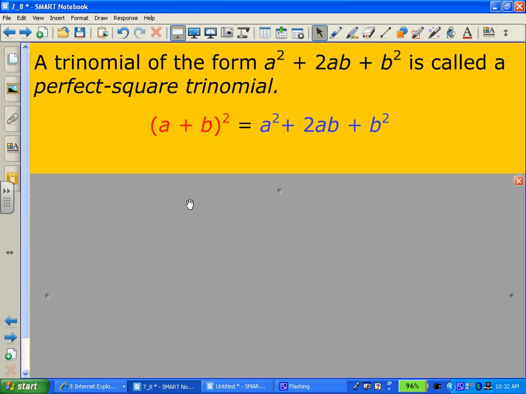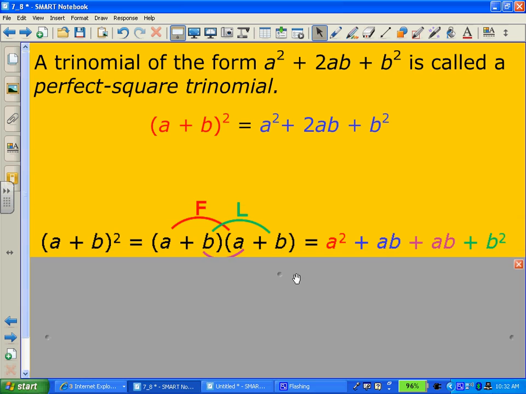A perfect square trinomial is when we have a binomial, like a plus b, and we square it. And then we get what we call a perfect square trinomial, in the form a squared plus 2ab plus b squared. Now, where do we get this from? We get it from FOIL.